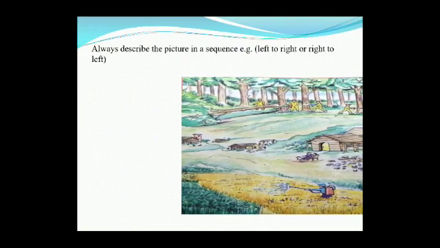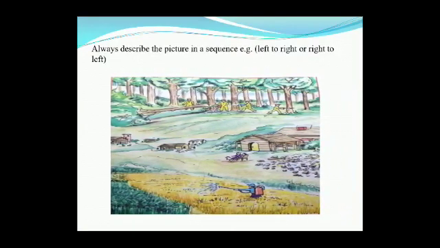About this point, that always describe the picture in a sequence means that when we are describing a picture, you have to start from a specific point. For example, if you are starting from the left side, you have to describe the picture from the left side completely, the things that are happening on the left side, and then you move on to the right side. If you are starting from the top side, like for example in this picture, you have to explain everything that is happening at the top, then move on to the middle, and then explain the bottom part.